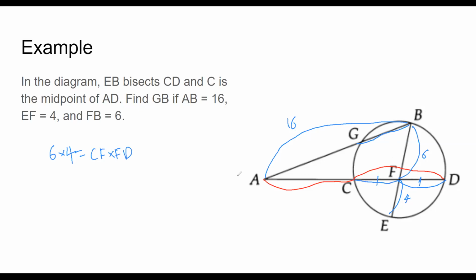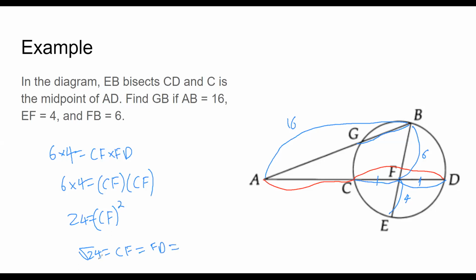Well, if you guys remember, CF and FD are actually the same, because EB is bisecting it, which means dividing in half evenly. So we have 6 times 4 is equal to, let's just choose CF. CF is the same as FD, so we can write CF times CF. So 24 is equal to CF squared. Then we take the square root of 24, which is equal to CF, which is also equal to FD. If we want to simplify the square root of 24, we can rewrite it as 2 root 6, because the square root of 4 is 2.